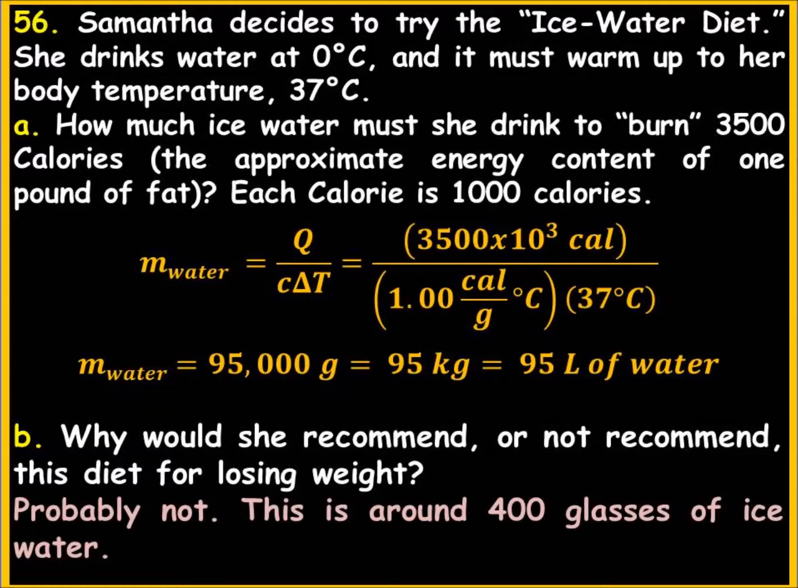We're getting towards the end here. We have several more problems left, but pretty straightforward. Again, it's Q equals MC delta T.